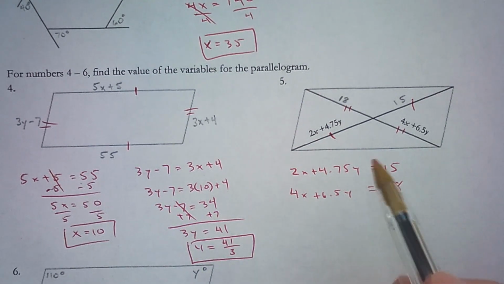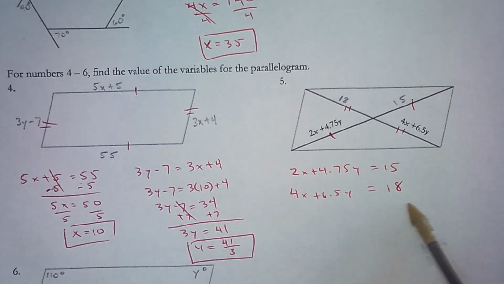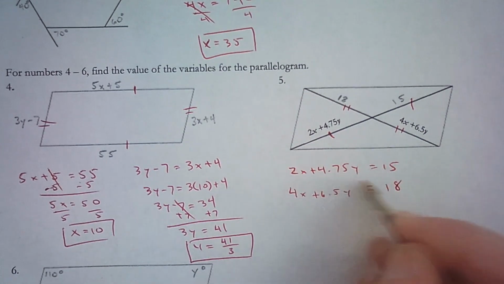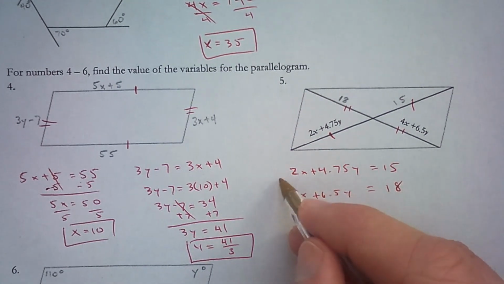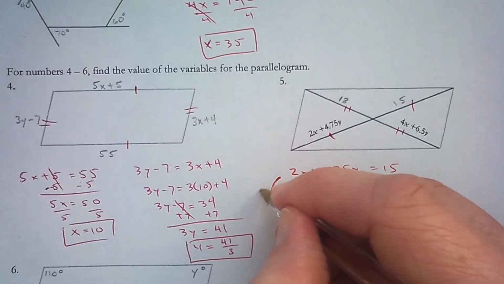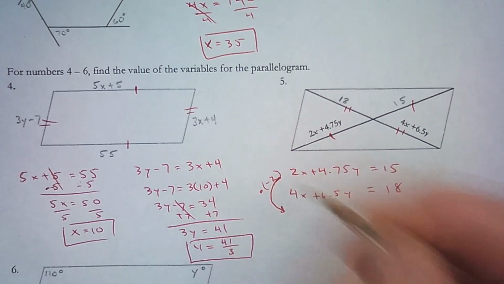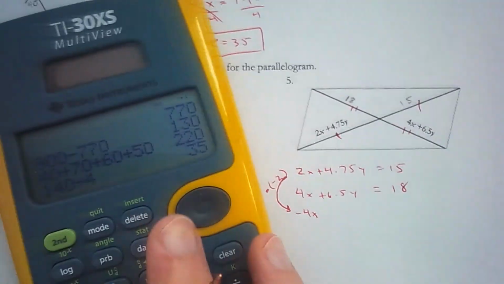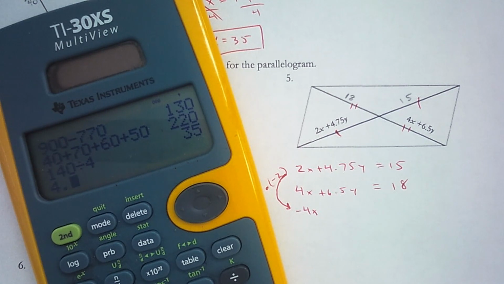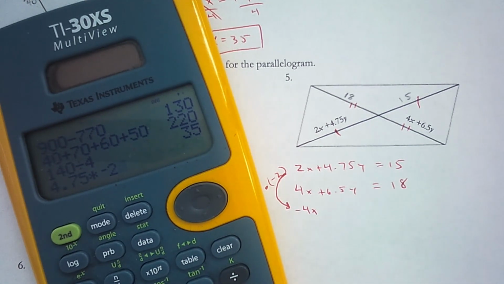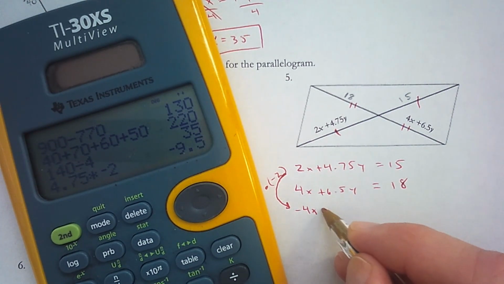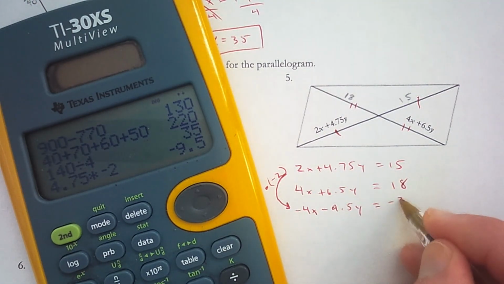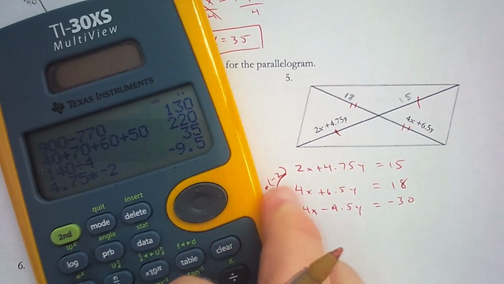So to solve this set of equations here, so I've got a system of equations, I could multiply this equation right here by -2. So I'm going to bring it right down here, and along the way I'm going to multiply it by -2. So I get -4x, and then 4.75 times -2 is -9.5, so minus 9.5y, and then 15 times -2 is -30.